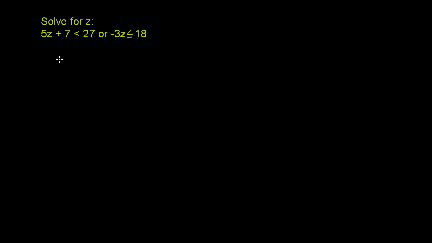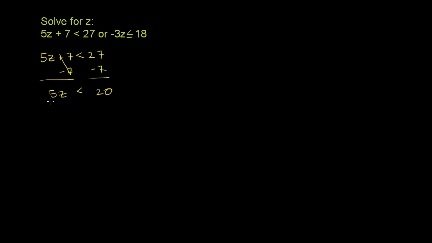So let's just look at this. If we look at just this one over here, we have 5z plus 7 is less than 27. Let's isolate the z's on the left-hand side. So let's subtract 7 from both sides to get rid of this 7 on the left-hand side. And so our left-hand side is just going to be 5z plus 7 minus 7. Those cancel out. 5z is less than 27 minus 7, which is 20. So we have 5z is less than 20.